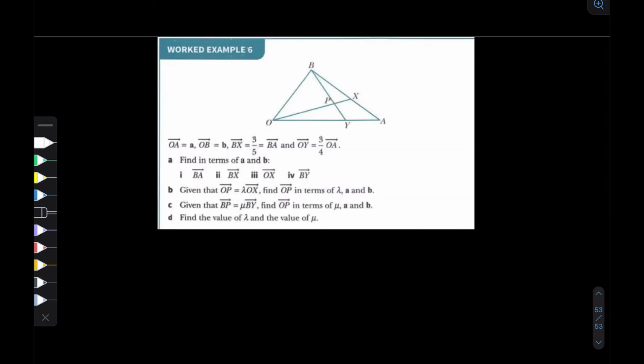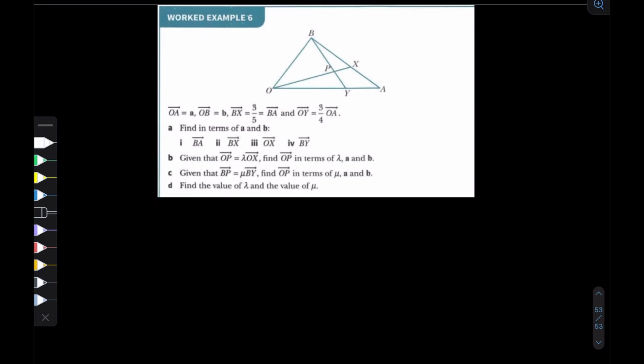So I have imported here worked example number 6 from the book, and let's try to solve it together. Now, if you look at part A, it first asks us to find BA in terms of a and b, right? So we are going from B to A. Now we know what this root is, we also know what this root is. In other words, we can use O as a pivotal point, sort of. We can use O as an intermediate to form our equation. So BA should be the same as BO plus OA, right? BO is minus b, OA is defined as a, and so this is our answer.